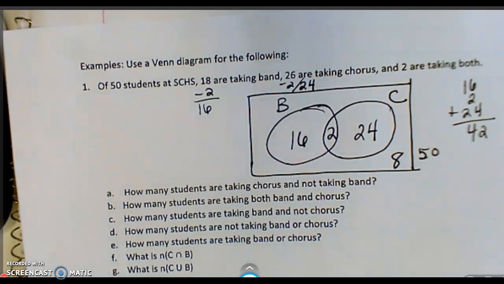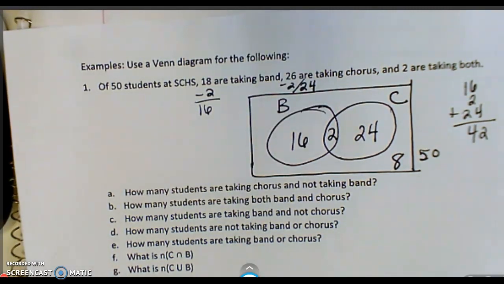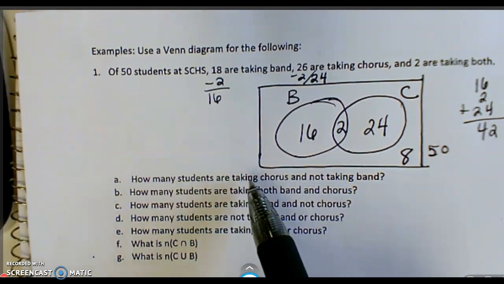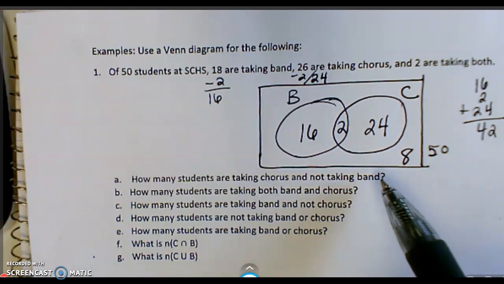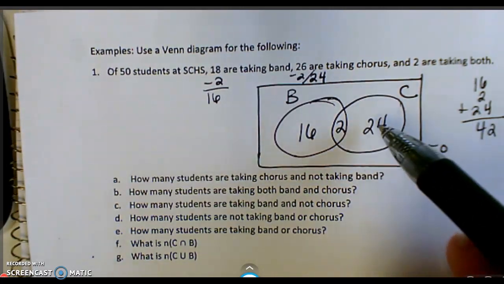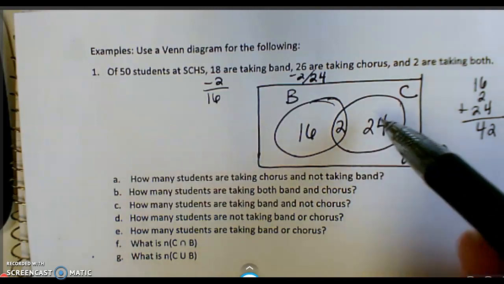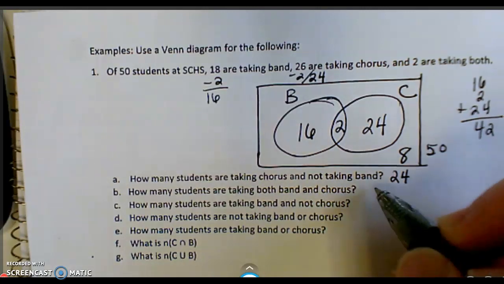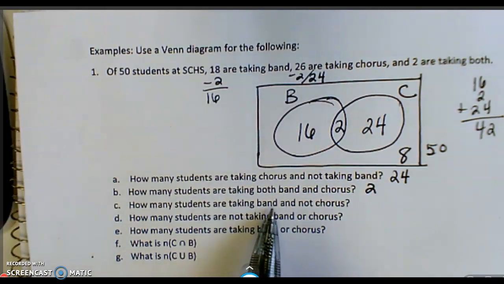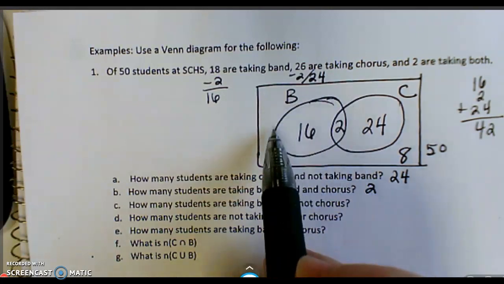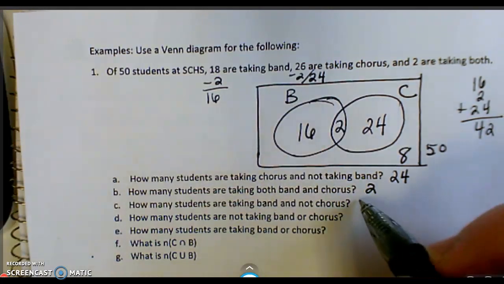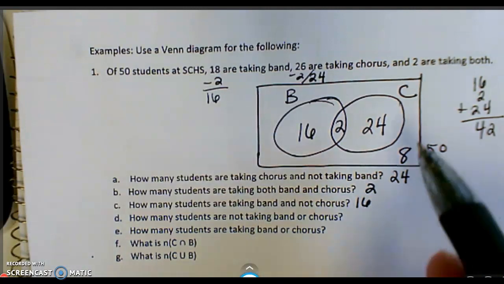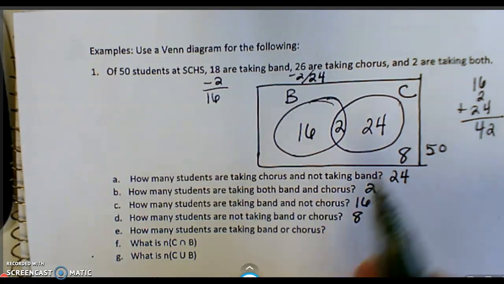So that's the first thing you should do, is make your box and then fill in all your circles and everything that goes places. So then let's answer the questions. How many students are taking chorus and not taking band? Chorus and not taking band means only the chorus part but not this band part, so that would be 24. How many are taking both band and chorus? Well, that would be the 2. How many are taking band and not chorus? So that would be this part right here without the 2, so that would be 16. How many are not taking band or chorus? That's the part outside the circles, which is 8.